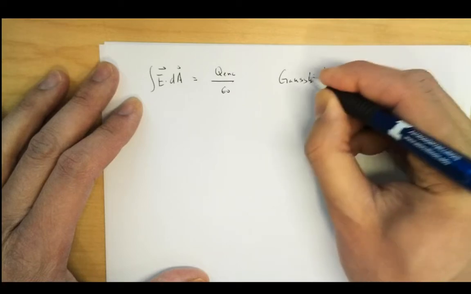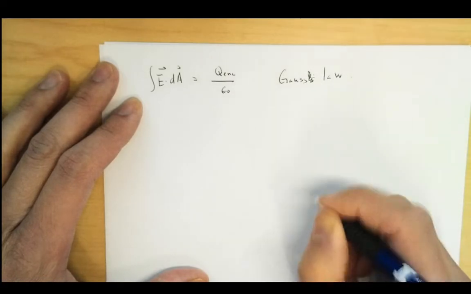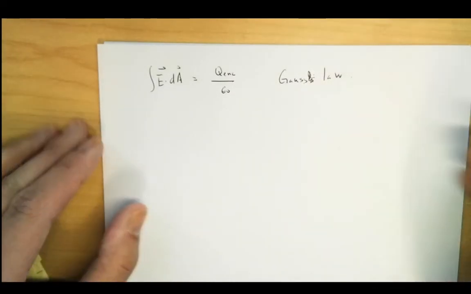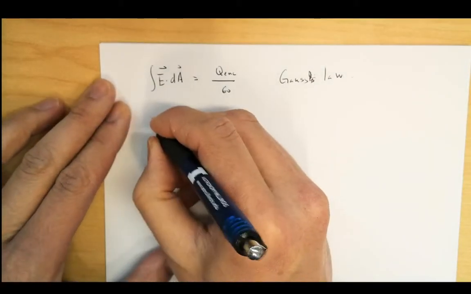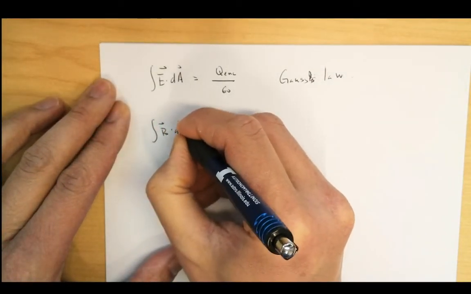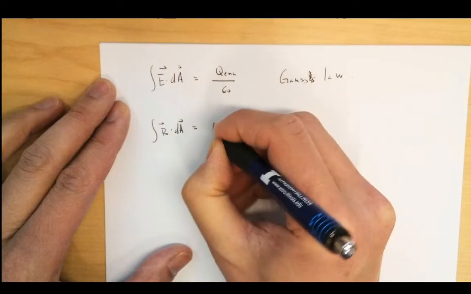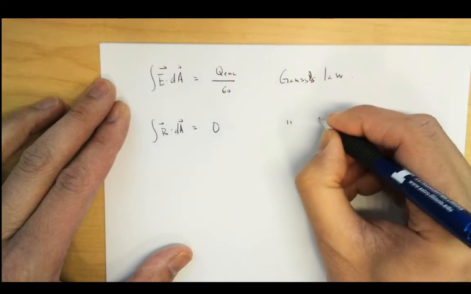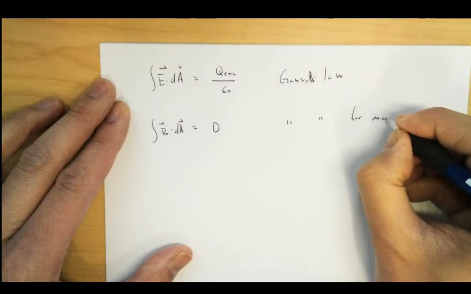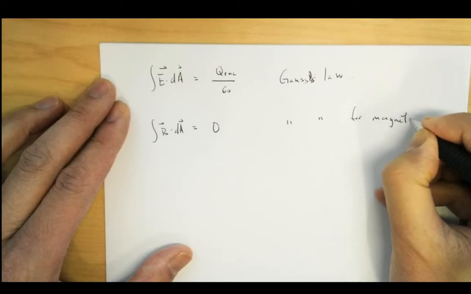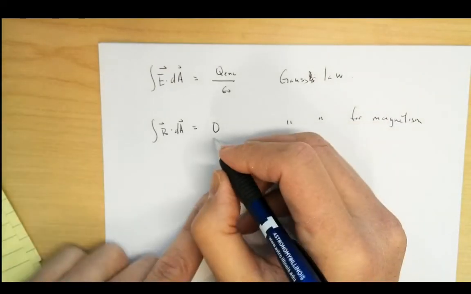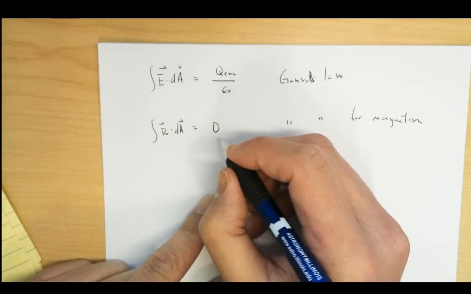Okay, that's the first one. Second one: the integral of B dot dA is equal to 0. This is Gauss's law for magnetism. This is a fundamental equality. This basically says there's no magnetic charge. That's what that actually means.